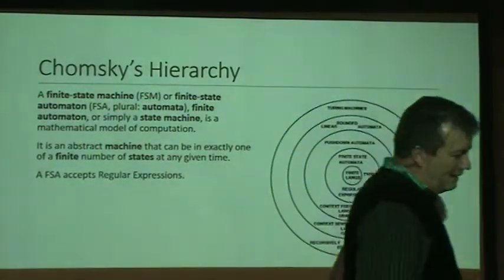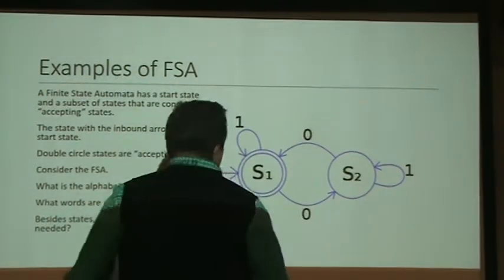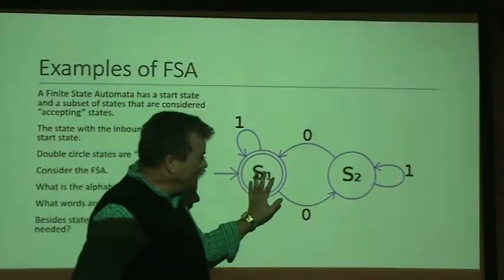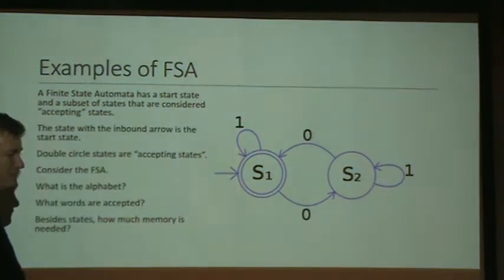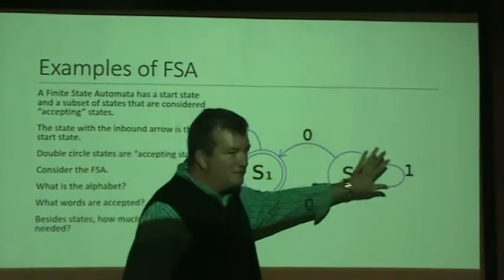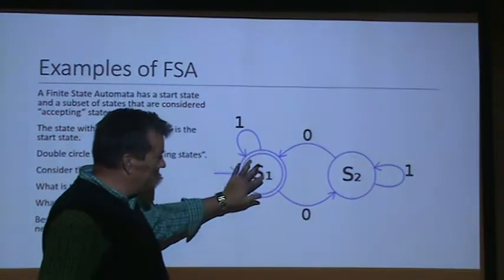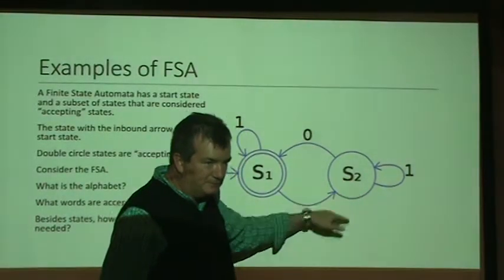And that's really the topic of today's lecture. So here's an example of a finite state automata. It is traditional but not required that you have a certain number of states. This is a really simple example. It has two states, state 1 and state 2.